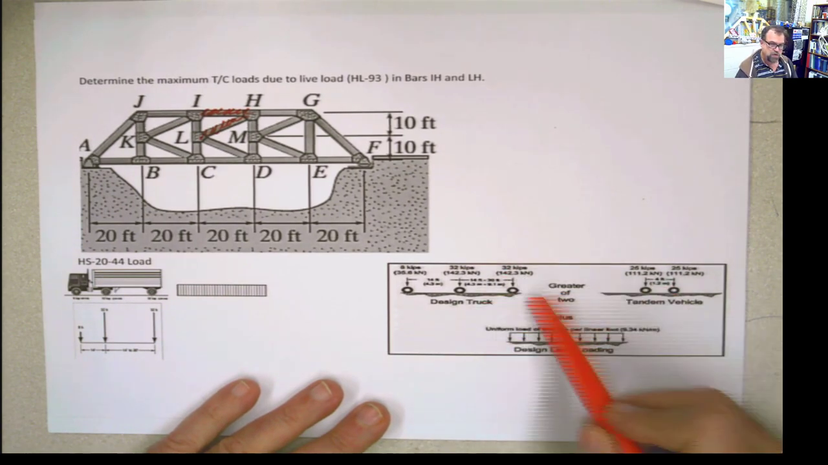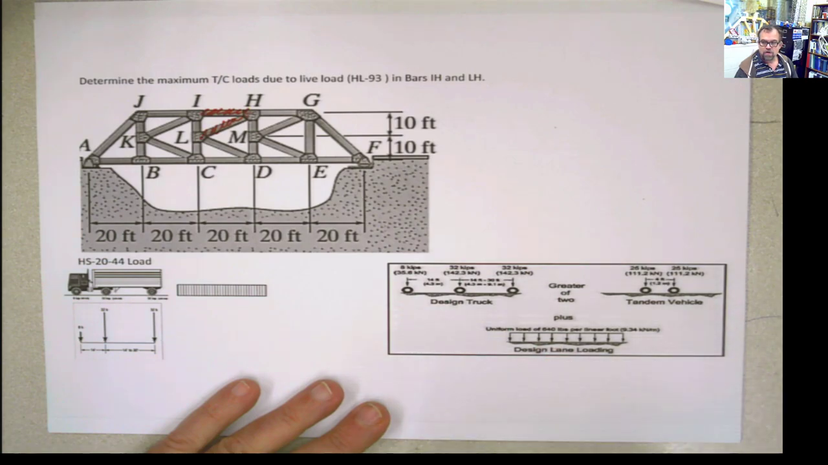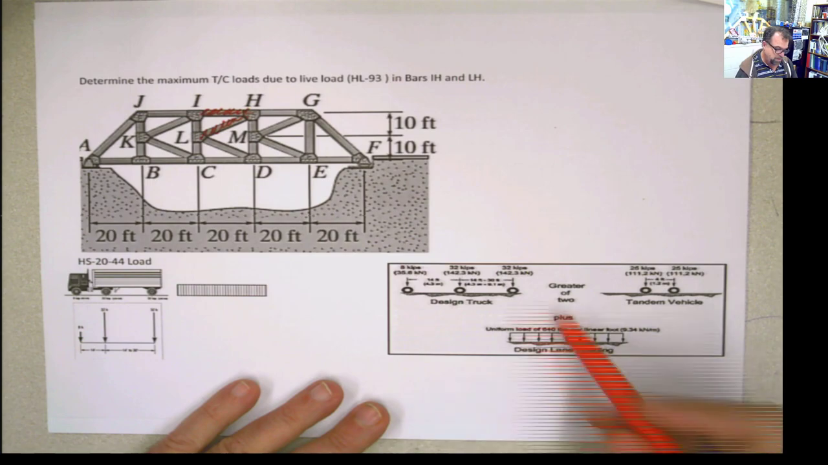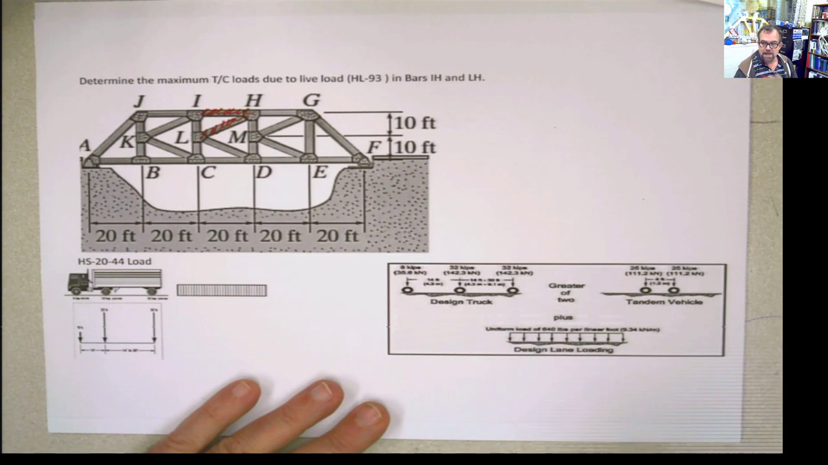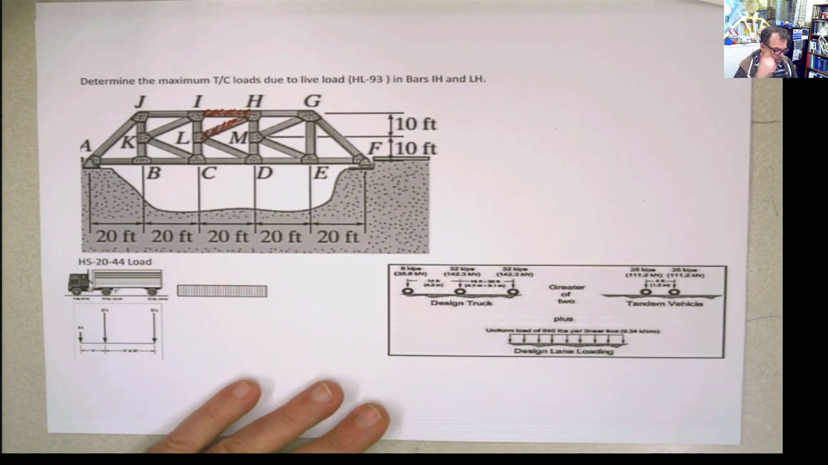Remember, those are live loads, and the live loads can move. And this is the idea of using influence lines, because we're going to place these loads to maximize the effect, tension and compression in this case, for those bars.